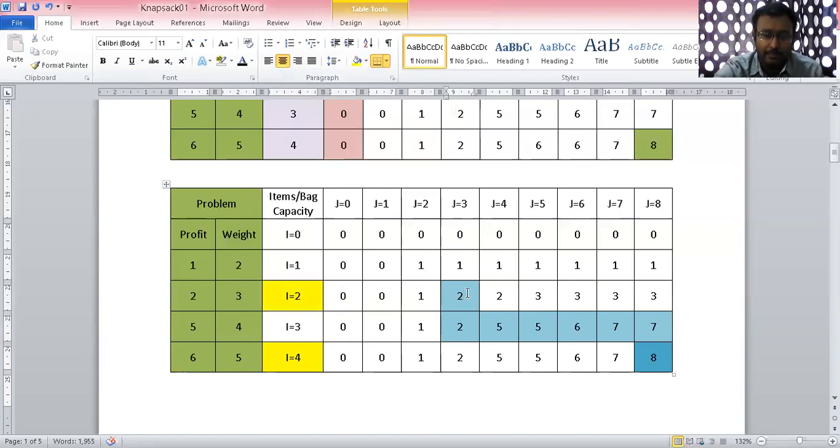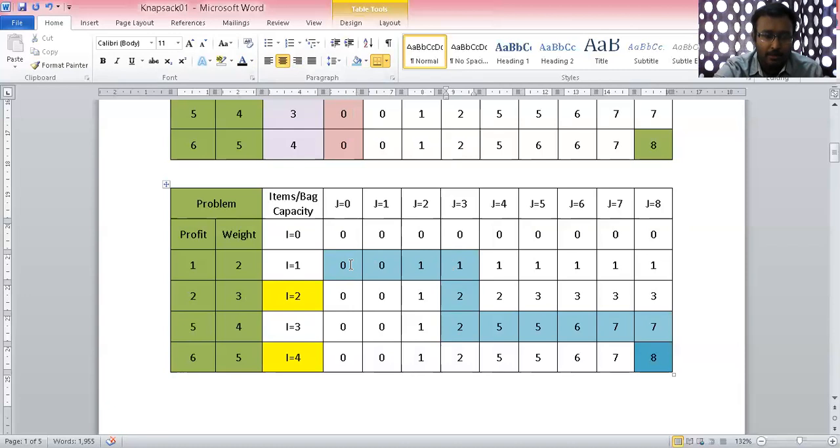Next, I'll move one box above, to here, and highlight it with a color. In the previous step, I added item number 2. The weight of item number 2 is 3. So from here, I move 3 steps towards my left: 1, 2 and 3. I'll highlight those boxes with a color.